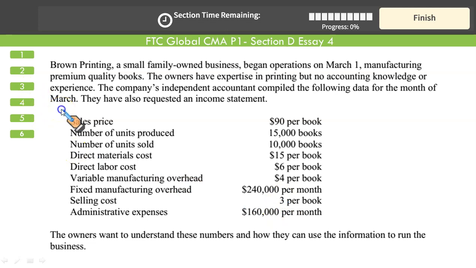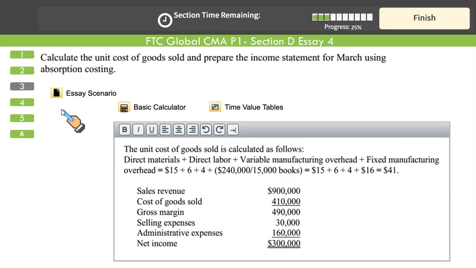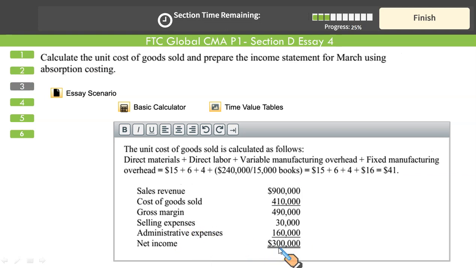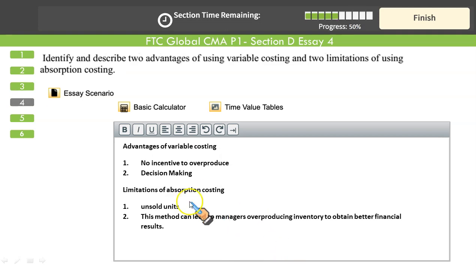So going to the question, you can see 900,000 sales revenue, 410,000 is the cost of goods sold, giving the gross margin. Selling expenses are $3 per book multiplied by 10,000, which is 30,000, and after administrative expenses, this gives you net income. So this is the income statement using absorption costing. Now what you need to see, net income under variable costing is 220,000. Net income under absorption costing is $300,000. This is exactly what he discusses in the next one. I think one question after this one.